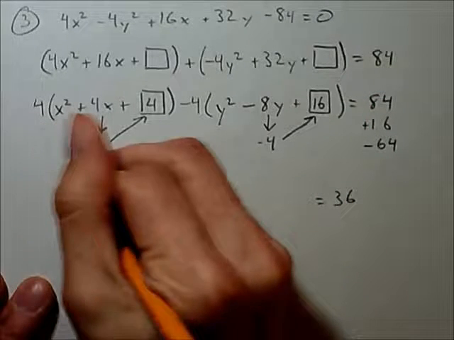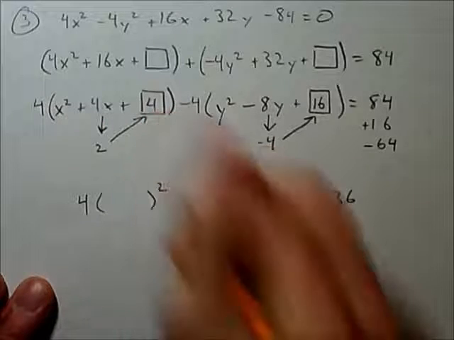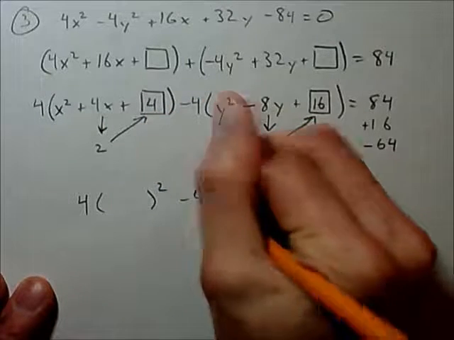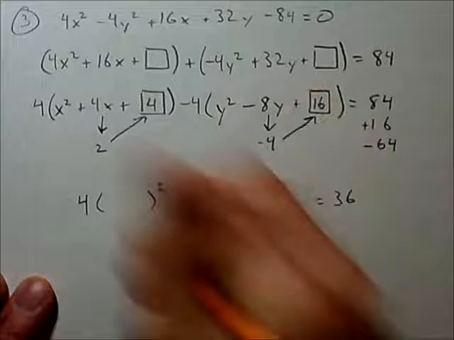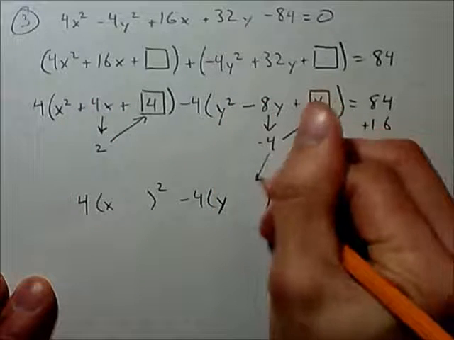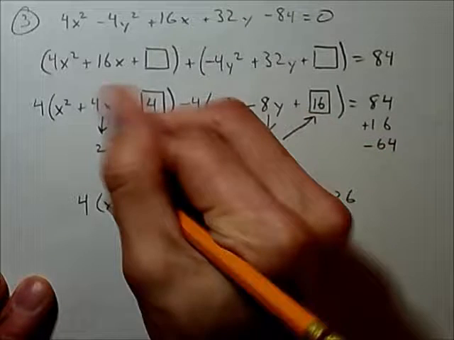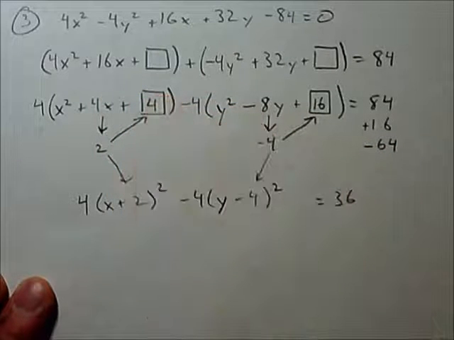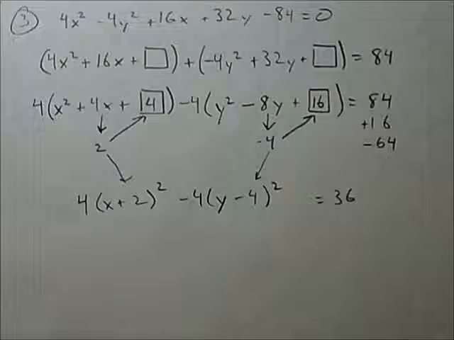So we're going to have a 4 in front of the x's. We're going to have a negative 4 in front of the y's. It's going to be an x and a y. And then we just drop down these numbers. So y minus 4, x plus 2. And there it is. And one more step to get it into general equation.